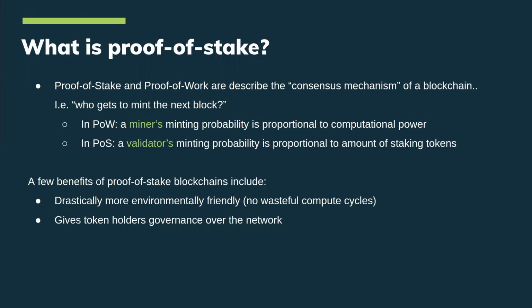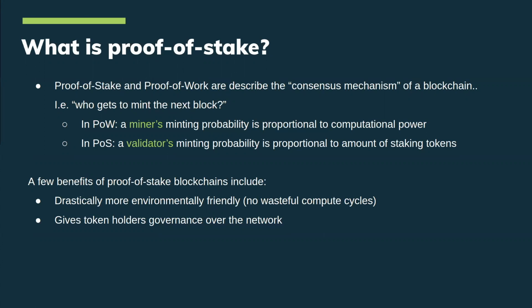In proof of work, the way that these miners are actually deciding that is that every single miner is given some proportional voting power on determining what the next block will be, proportional to their computational power. So they're essentially spinning CPU cycles as fast as they can in an arms race, and whoever is winning the arms race is going to have the highest probability of minting that next block. And in proof of stake, rather than having minting probability proportional to computational power, we have it proportional to staking tokens. So in our case, that's the native Regen token.